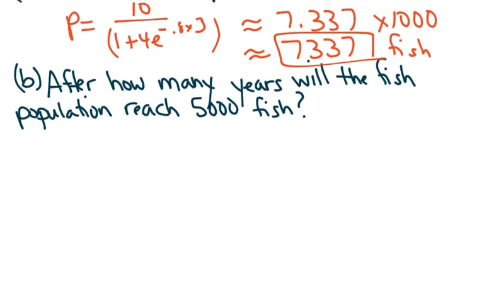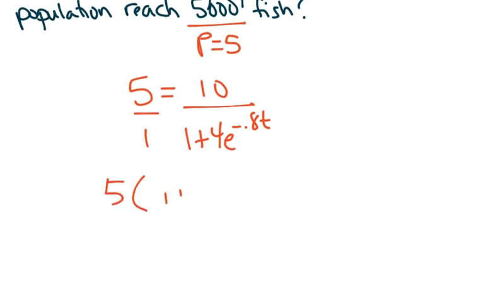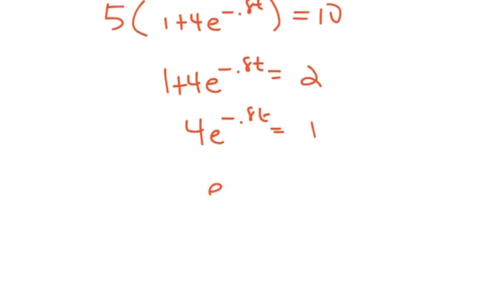So now that I come back up here, remember they said P was in thousands. P is not going to be 5,000. P is going to be 5. So 5 is going to equal 10 over 1 plus 4e to the negative 0.8t. I'm going to cross multiply, and I'm going to get 5 times 1 plus 4e to the negative 0.8t is equal to 10. I will divide by 5. So 1 plus 4e to the negative 0.8t is going to equal 2. And then I will subtract 1. And then I will divide by 4.